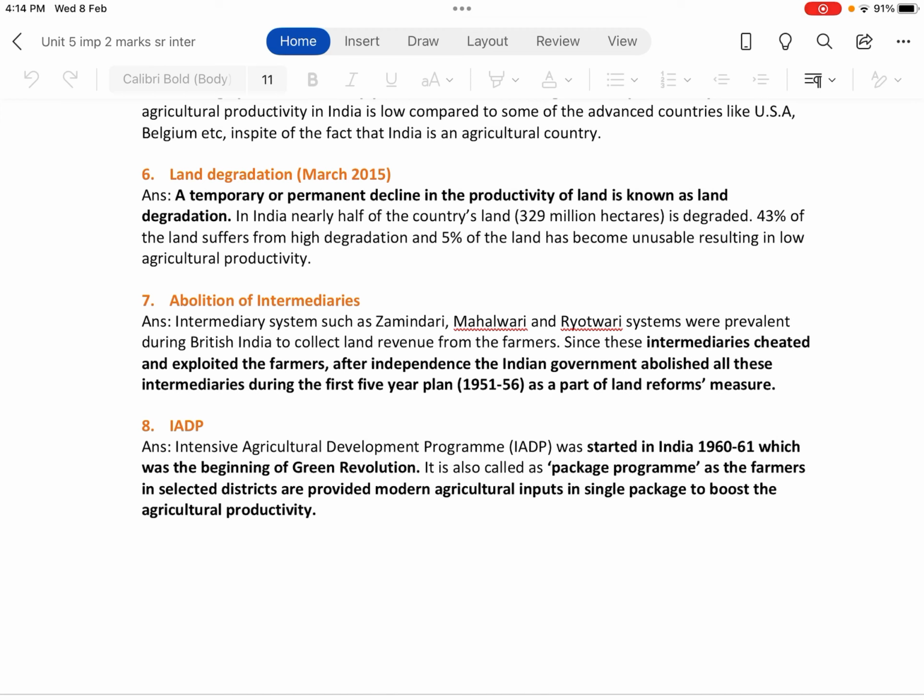All these intermediaries, all these middlemen, used to charge heavy land revenue, heavy rent from the farmers, and they paid only the fixed amount of rent to the British government. So the farmers were severely exploited by these middlemen. Because of this, when the government introduced land reforms after independence, the first land reform measure the government of India took was to abolish all these intermediaries.